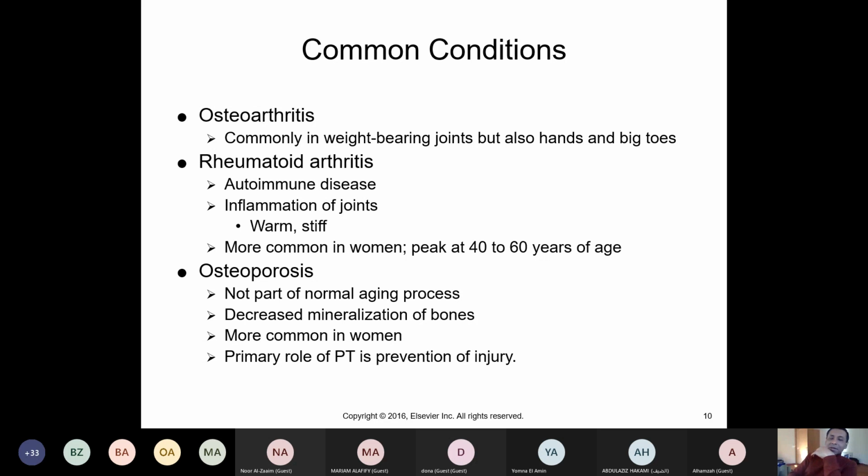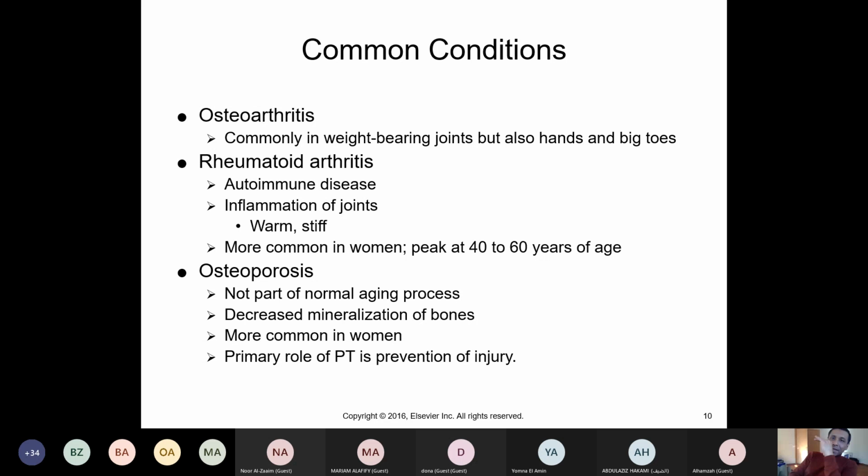Osteoarthritis is age-related arthritis. And most commonly, you're going to find it in weight-bearing joints, like the knee joint, for example. Or the joints of your foot, like the big toe. Also the hands as well.